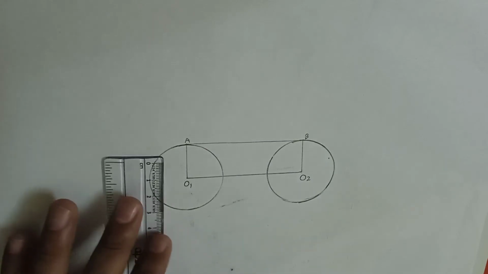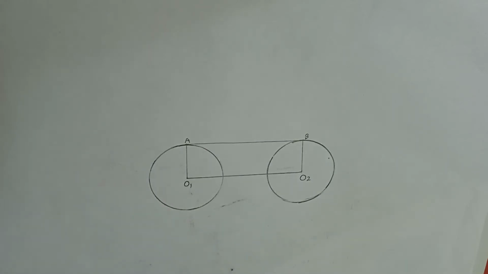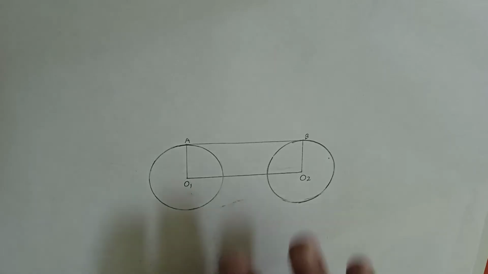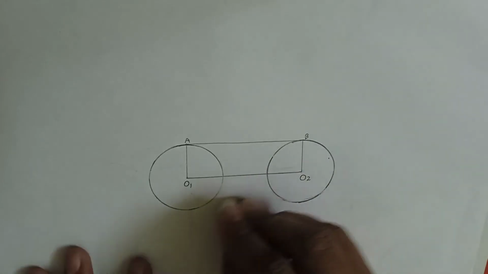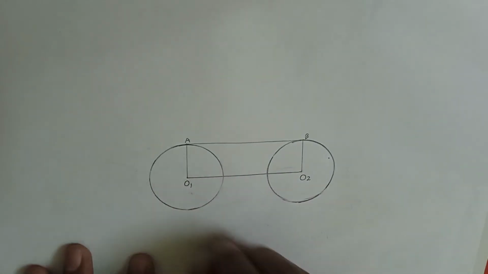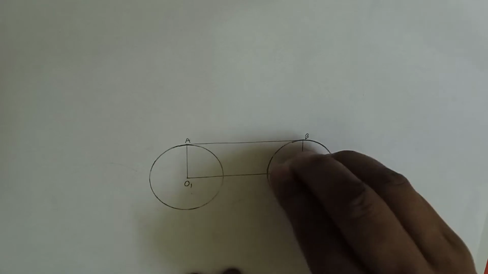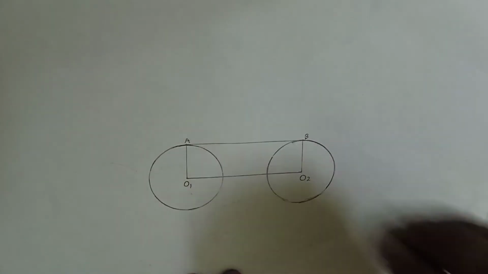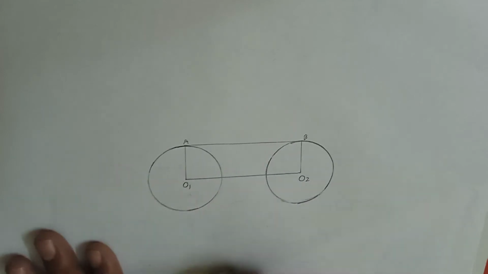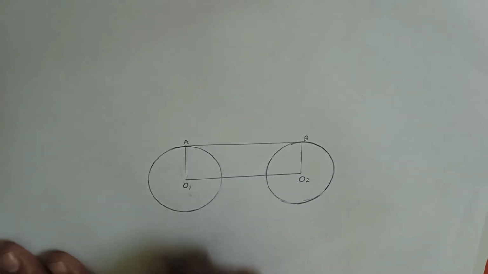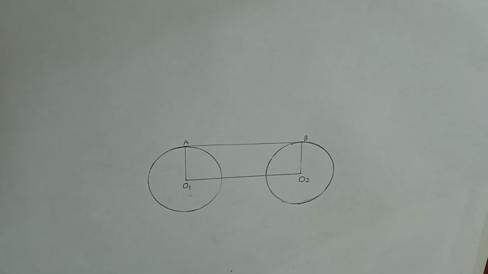Similarly, you can extend this line in the downward direction, and there again you can draw the common tangent in the downward direction. And now we also have to construct the internal common tangent to both the circles. So what we can do, just like the procedure told in the earlier video of drawing a tangent from an external point to a circle, we will bisect the line O1O2.